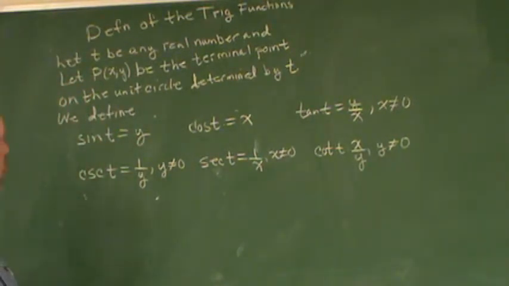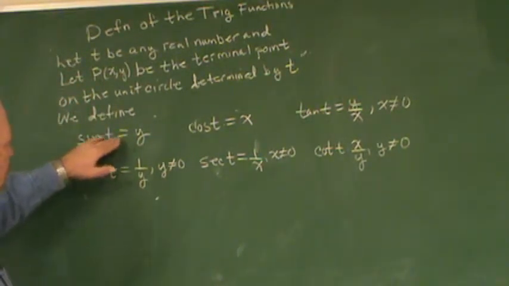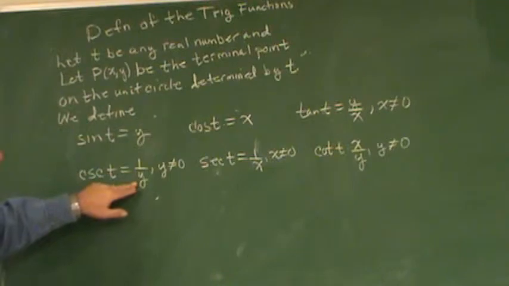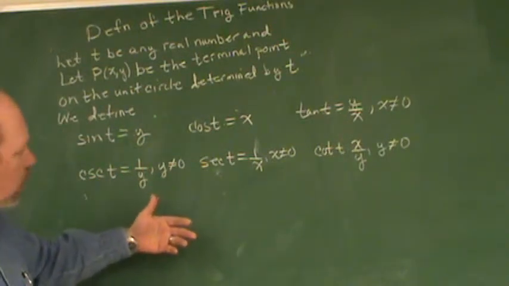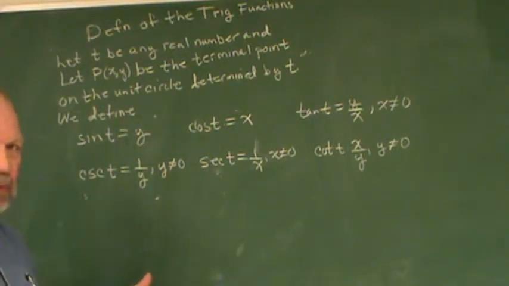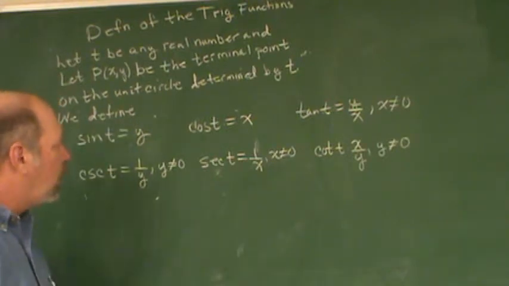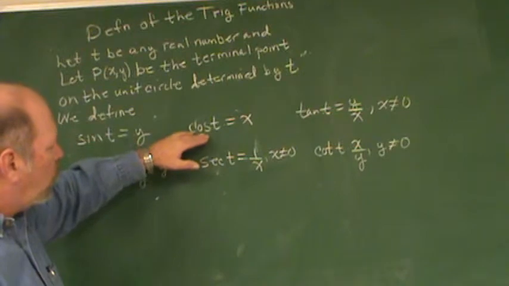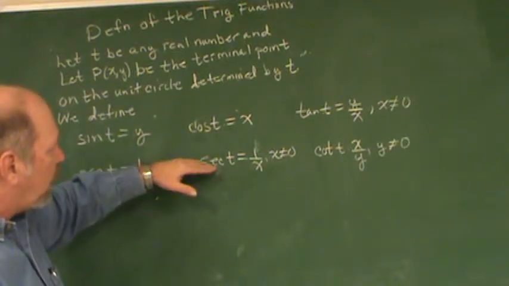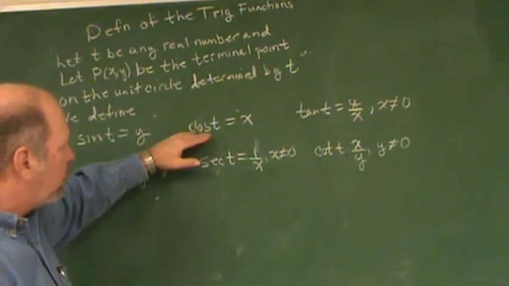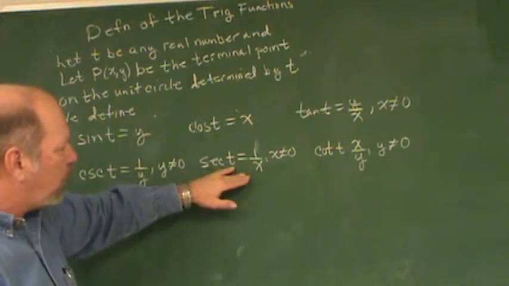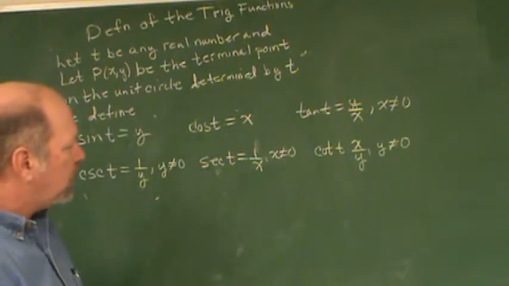The reciprocal functions, all right? Well, if the sine of t is y, then the cosecant of t is going to be 1 over y. And once again, y cannot be equal to 0. Remember, division by 0 is illegal in Oklahoma. The cosine of t was x. Well, one of the things that comes out of that is that the reciprocal of the cosine is the secant. The secant of t is going to be 1 over x, as long as x is not equal to 0.